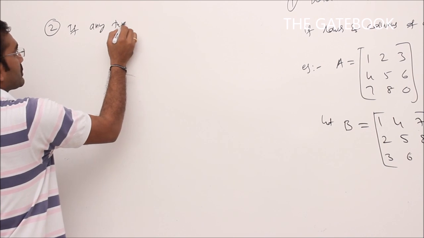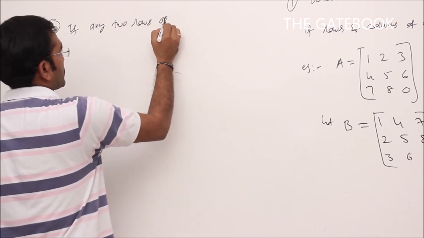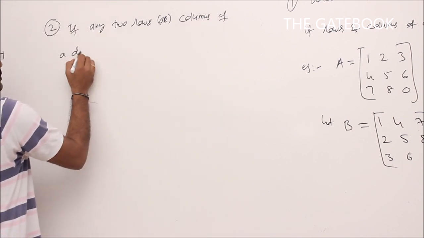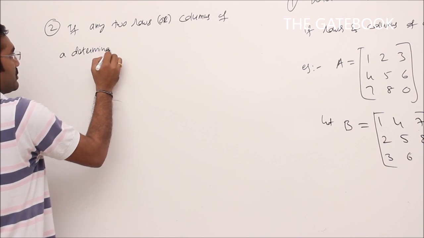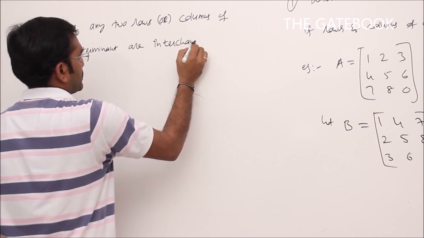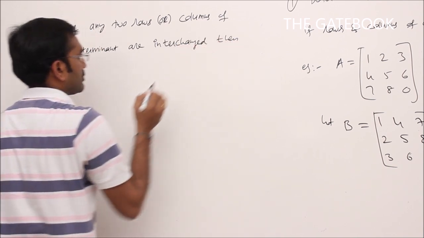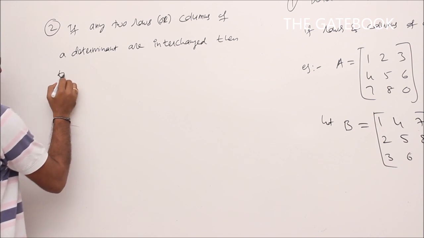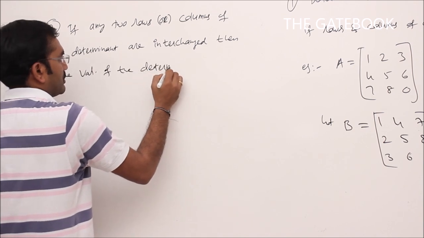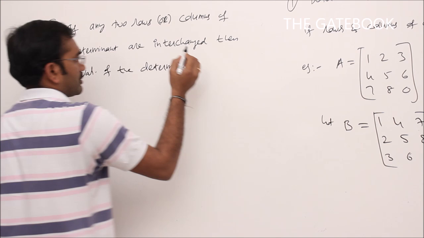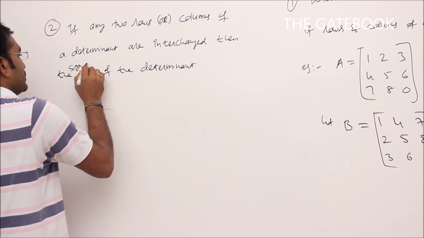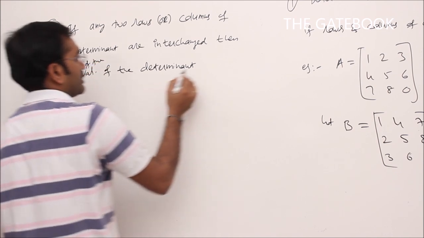If any two rows or columns of a determinant are interchanged, then the sign of the value of the determinant changes.